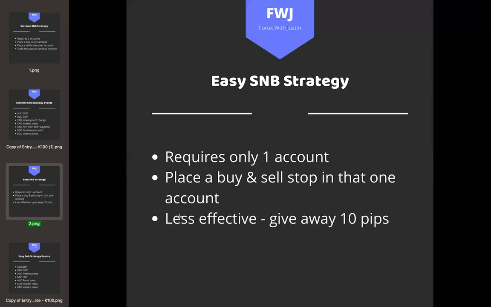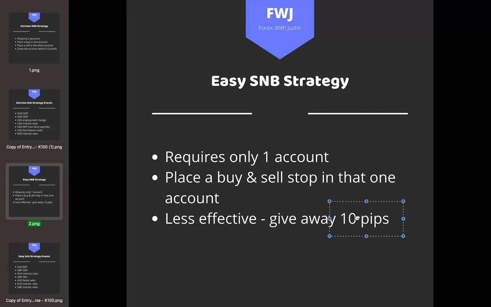Now, I had mentioned that it's the least effective strategy in this package. The reason why is because you're basically giving away 10 pips before you go live into a trade. This 10 pips is how far price should move before your broker executes the trades for you. While these 10 pips are happening, you won't be live in the trade. But if you are using the extreme SNB, you would have been profiting off this same 10 pips.